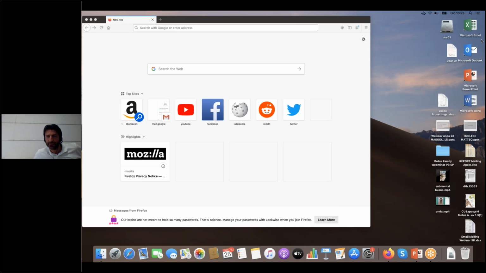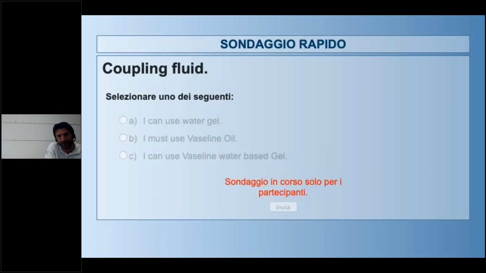Let's proceed ahead with the third one. This is pretty tricky in a way. The coupling fluid that we are using with Onda. We have mentioned during the presentation about the interference that microwaves might have with specific means. So actually, the three choices are water-based gel, Vaseline oil, paraffin oil, or water gel. Well, actually, doctors, we have to congratulate you all. Vaseline oil is the correct answer. Good.